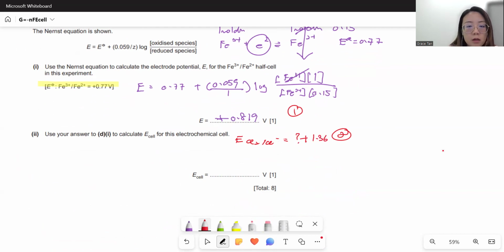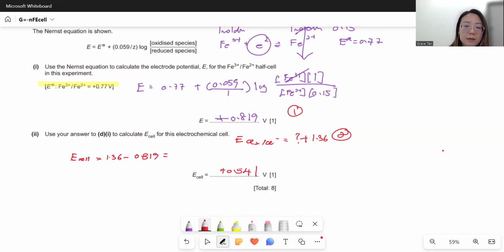Since I already got the new iron half cell and the original chlorine half cell, between the two, who is more positive? 1.36. So the new E cell here, without the theta symbol, because now your iron is not standard anymore. Hence, when you calculate the E cell, it's also not under standard. That's why there's no E theta cell, it's just E cell. More positive minus the less positive number, which is 0.819. Therefore, my new E cell is positive 0.541.